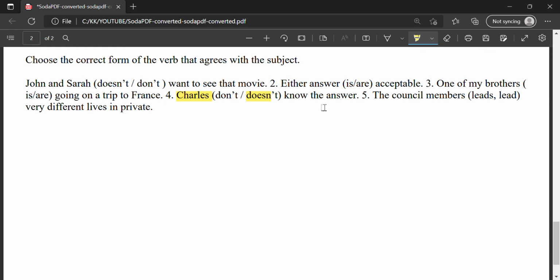Okay, the last: the council members dash very different lives in private. The council members lead very different lives in private. So it is not leads, it is lead. Okay, I'll be marking the answers, I'll be highlighting it. Give me some time. Yes, this was done.